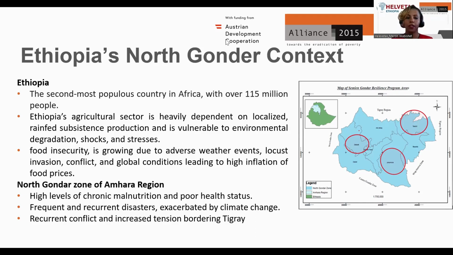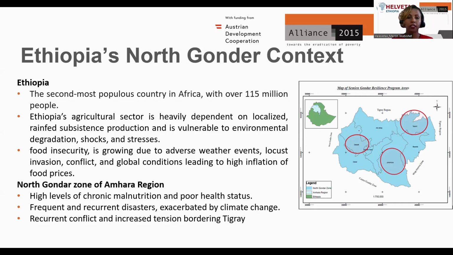The North Gondar zone is home to a large population living on the rolling hills leading to the famous Ethiopian heritage Simien Mountains. The zone is one of the poorest and most vulnerable areas of the country, with higher levels of chronic malnutrition and poor health status. Most households have a limited asset base and are affected by frequent and recurrent disasters, worsened by climate change. Farming is also difficult due to increasingly unreliable rainfall and rising temperatures. The sloping lands are vulnerable to soil erosion, worsened by open grazing and deforestation.